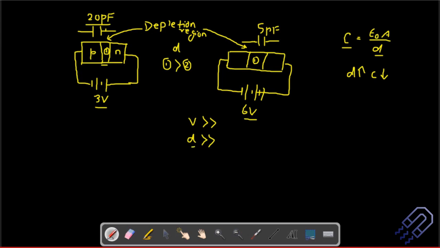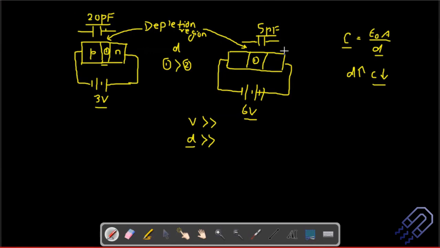That means the width of the depletion region is more. That means the value of capacitance is less. So the capacitance will be effectively less. So it may be 5 picofarad. Is it clear? Yes, sir. So that's why we have to just relate it with the original circuit.